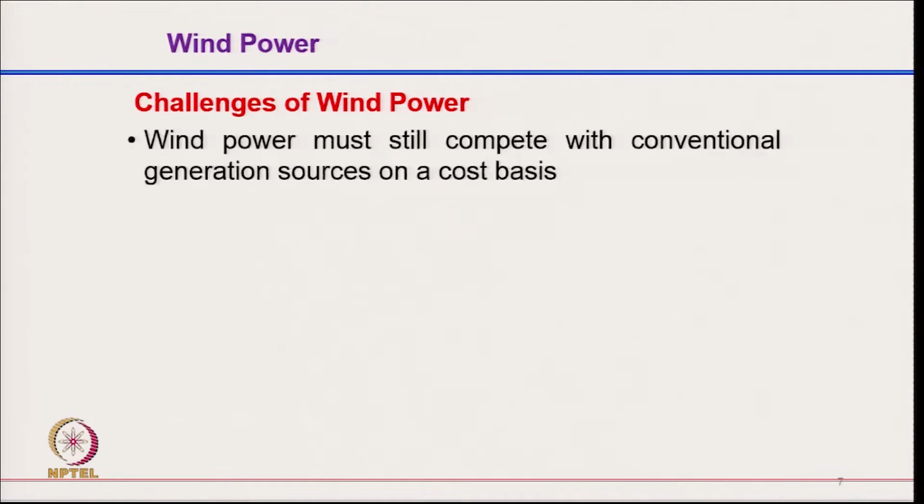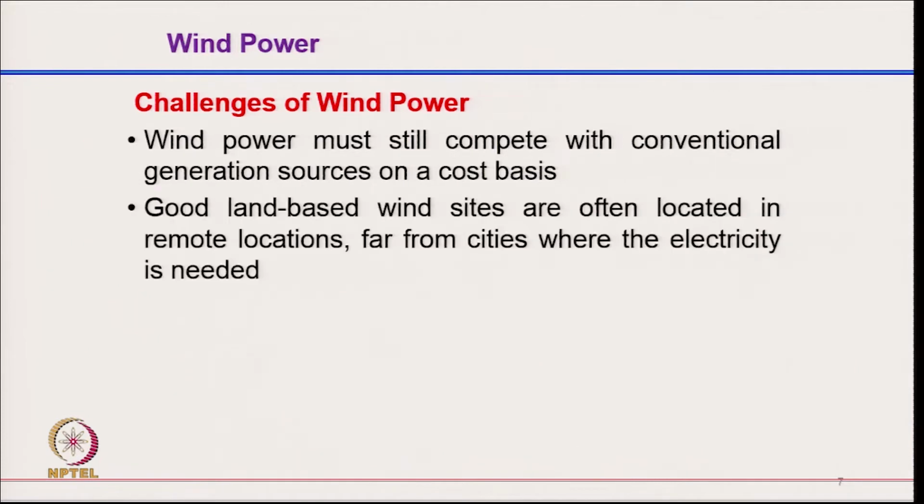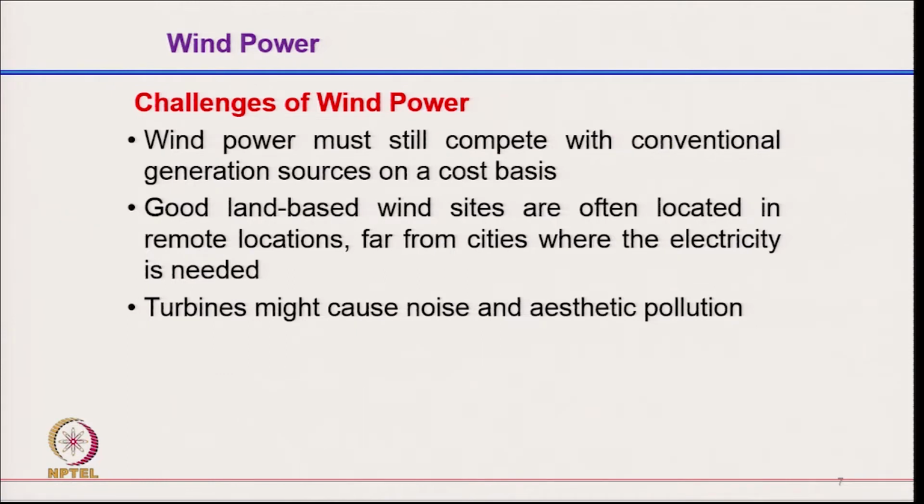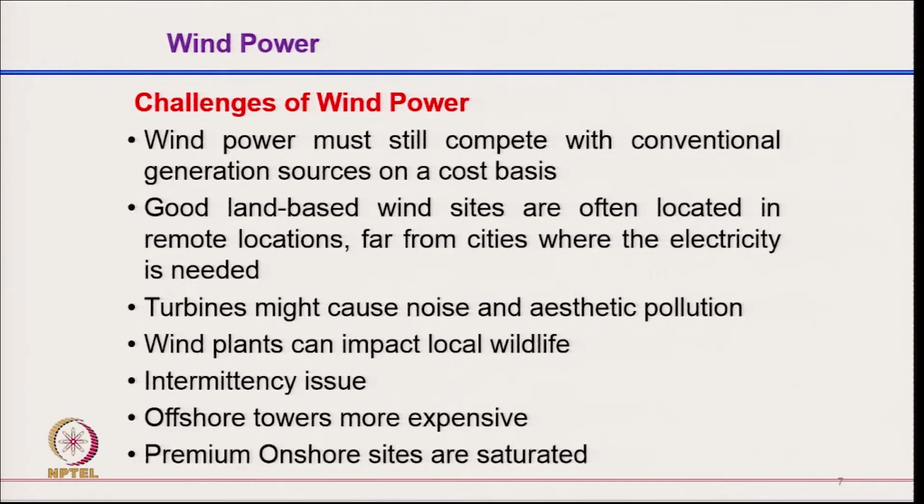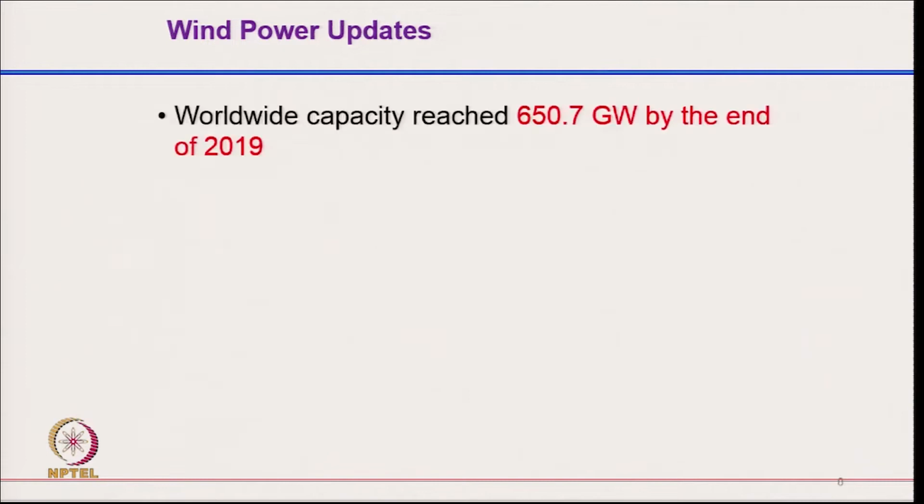So, the challenges of wind power: wind power must still compete with the conventional generation sources on a cost basis, and good land based wind sites are often located in remote locations far from the cities where the electricity is needed. Turbines might cause noise and aesthetic pollution, and wind plants can impact local wildlife, and of course, it has an intermittency issue. Offshore sites are more expensive, and premium onshore sites are saturated.